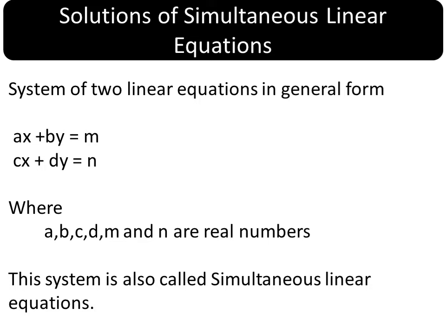We can also say that two linear equations in two variables taken together are called simultaneous linear equation. And the solution of the system of simultaneous linear equation is the ordered pair. The values of x and y that we find will be found as a pair, and this pair must satisfy both the equations, which satisfy both the linear equations. This system is also called simultaneous linear equations.